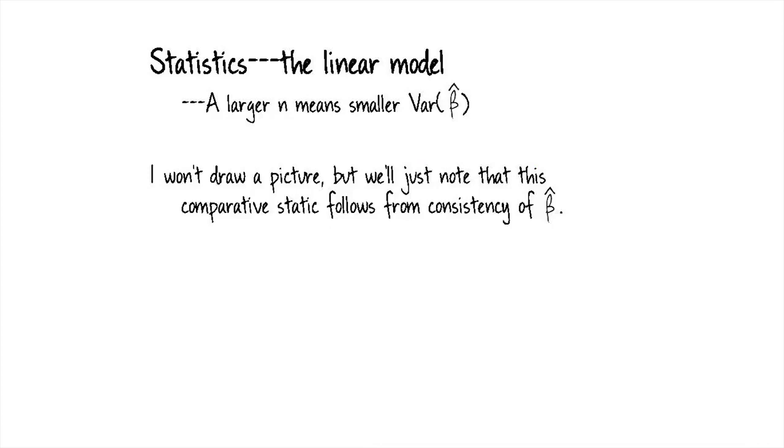A larger n means a smaller variance of beta hat. Well, I don't need to draw a picture of this. We'll just note that this follows from the fact that beta hat are consistent estimators. Okay?